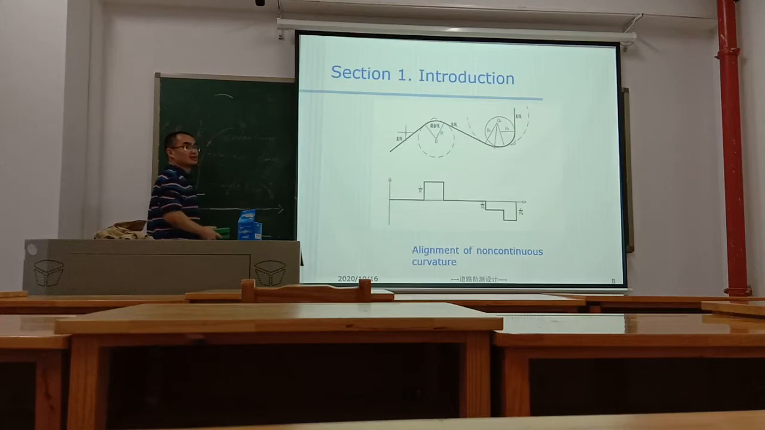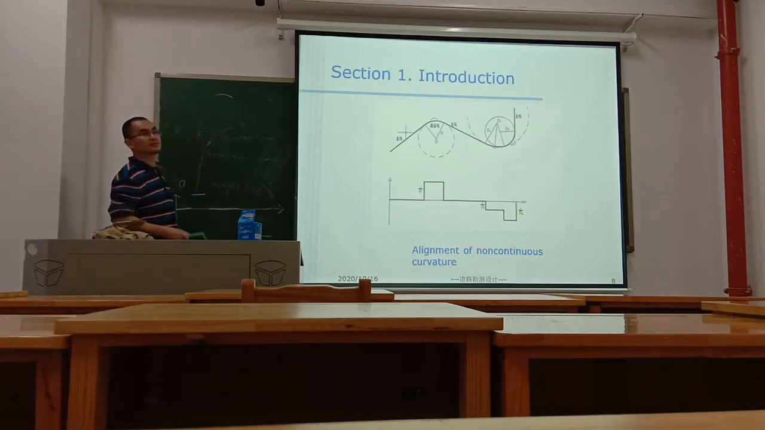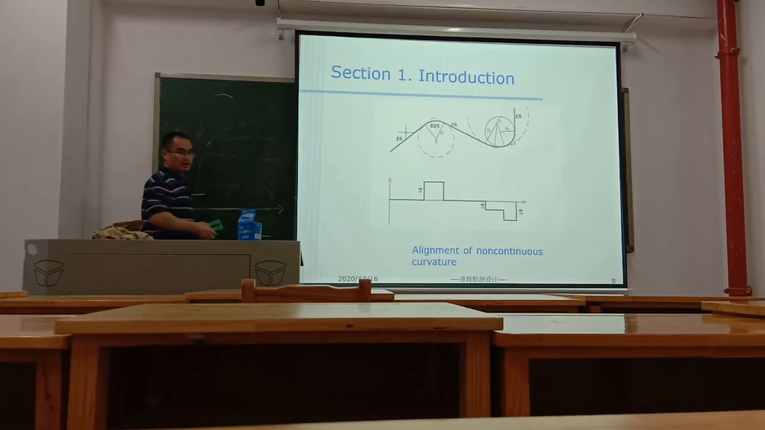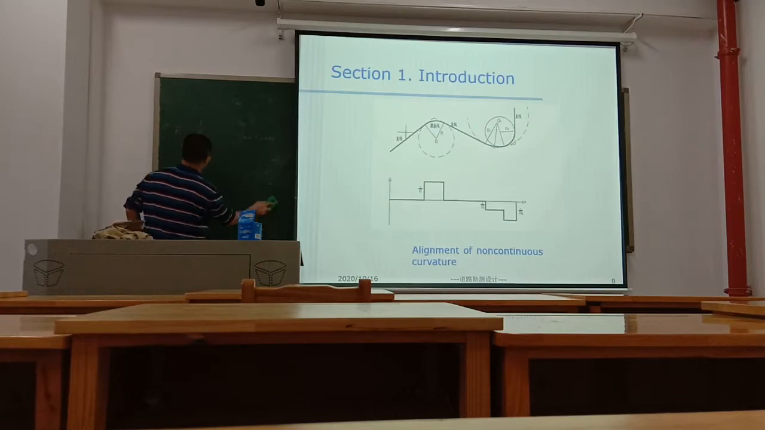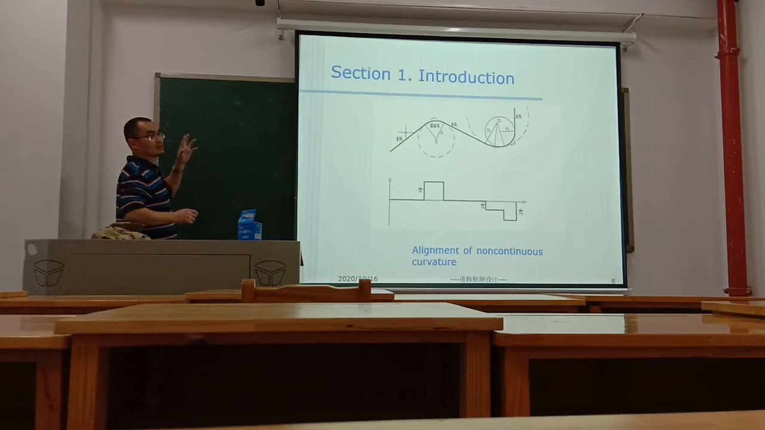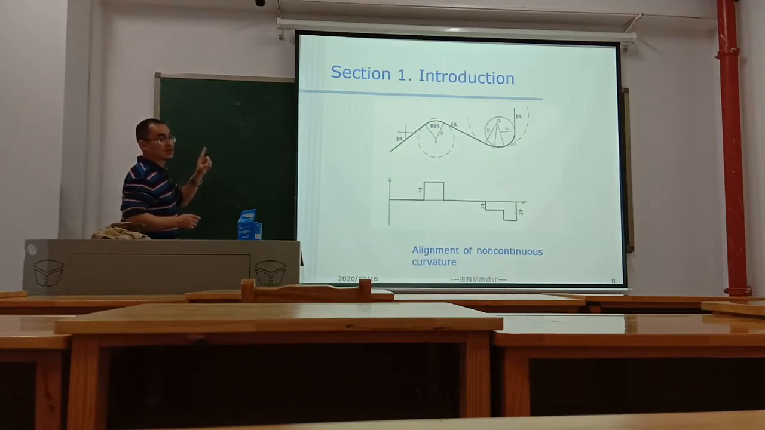So between two curves with different directions, there is no single transition curve. With the same direction, there is a transition. But with different directions, we use two transition curves to connect them.